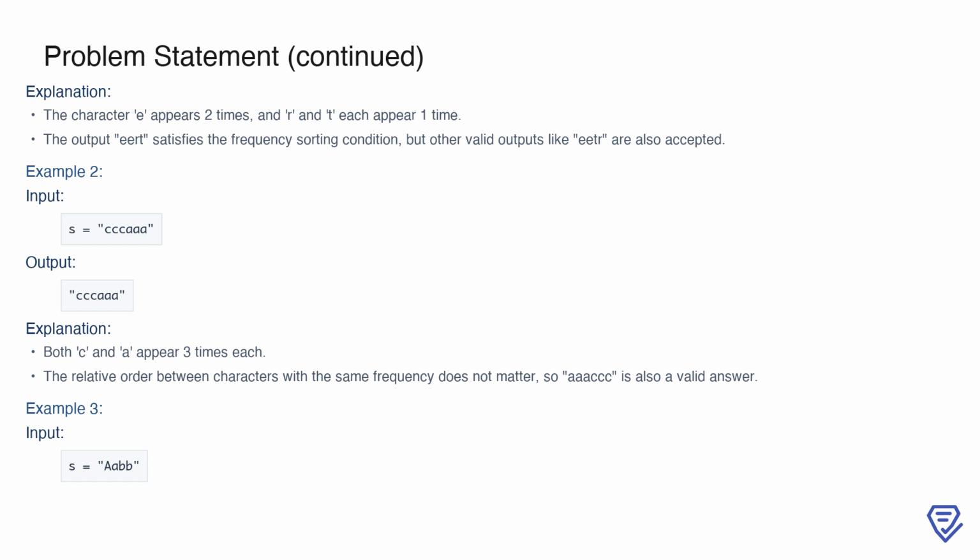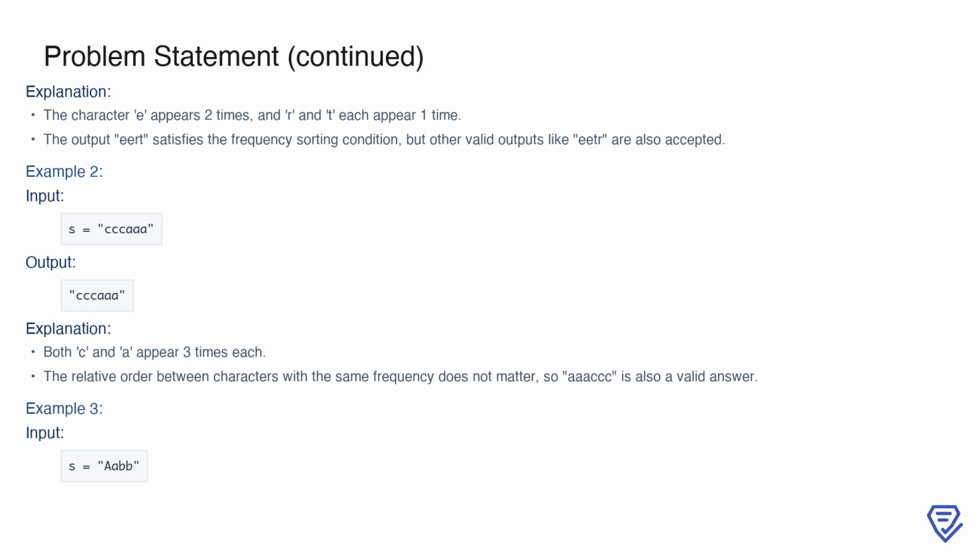If the input string is S equals cacaca, the output is cacaca. Here, the character c appears 3 times, and a also appears 3 times. Since both characters have the same frequency, their relative order in the output doesn't matter. Thus, aaaccc would also be a valid output for this case.